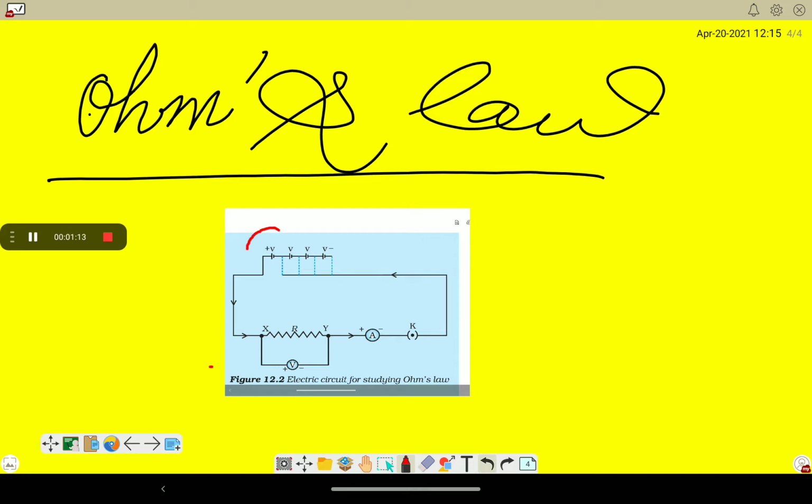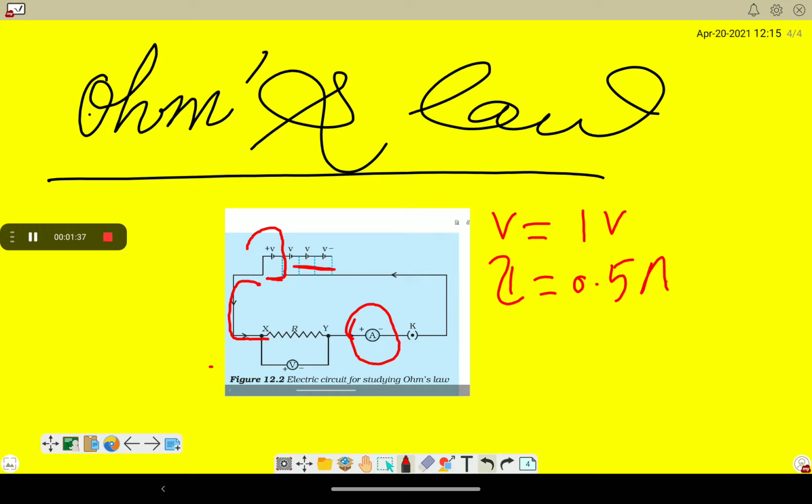Initially, this V is only in the circuit. This 3V is not connected. Means we have connected only one cell, V. Okay. Suppose let's say voltage is 1 volt. Then current will flow into this and it is measured by ammeter. And let's say the current is coming 0.5 ampere. What is I? I is coming 0.5 ampere.